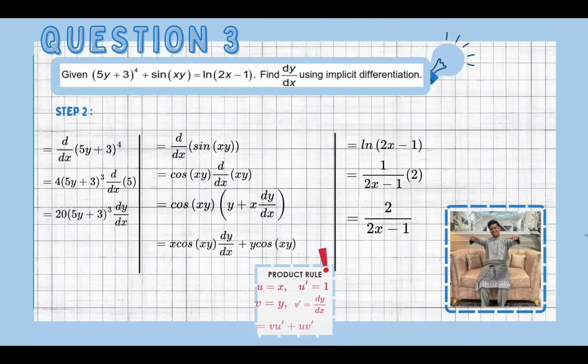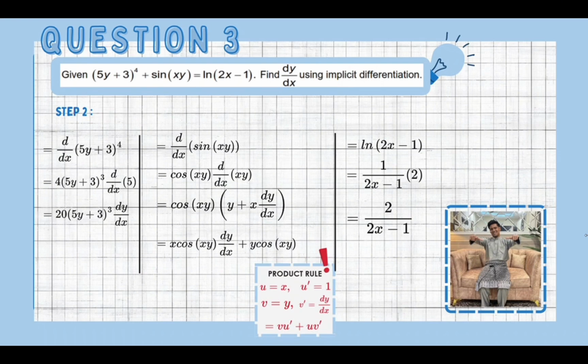Okay, for the second step, we will differentiate each part one by one. For the first one is d over dx multiply 5y plus 3 in bracket power of 4. In this case, we will use chain rule and we will simplify and we will get 20 multiply 5y plus 3 in bracket power of 3 multiply dy over dx.